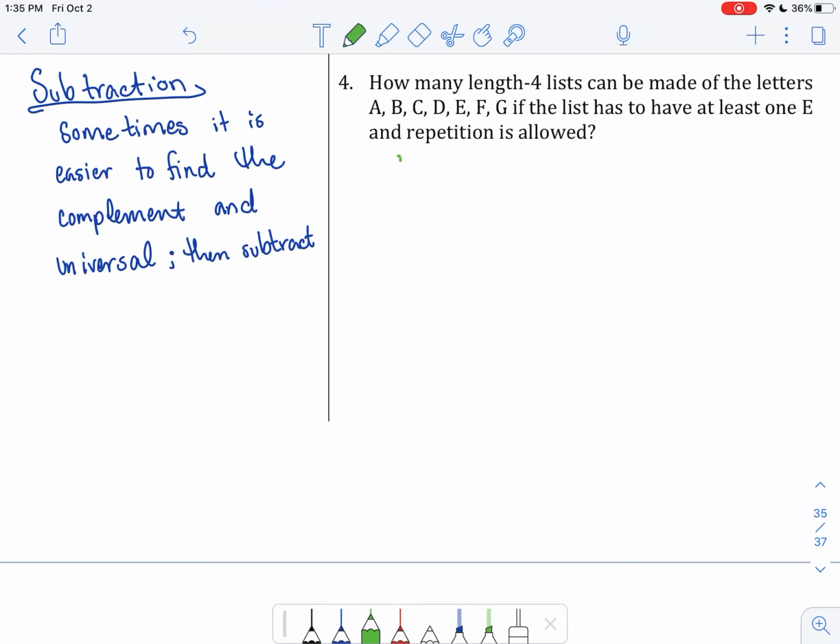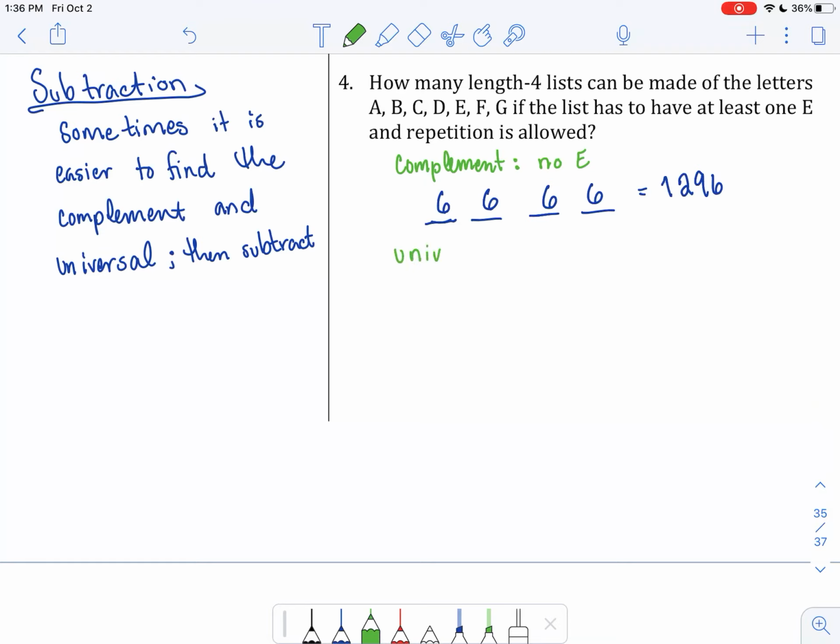I'm going to find its complement and find the universal set, and subtract them to find this set. So in this case, number 4, the complement of at least one E is no E. So how many lists of length 4 are there that don't have any E's in them? Well, we have 7 letters here, A through G. So all we're doing is taking away one of those possibilities. So this would be 6 for each part of the list, meaning that there are 1,296 possible lists that have no E in them.